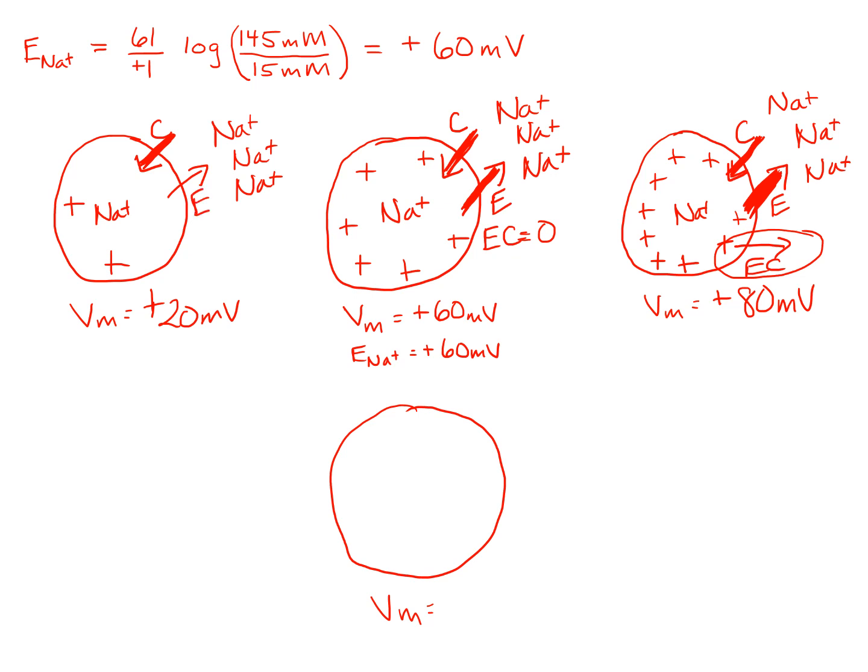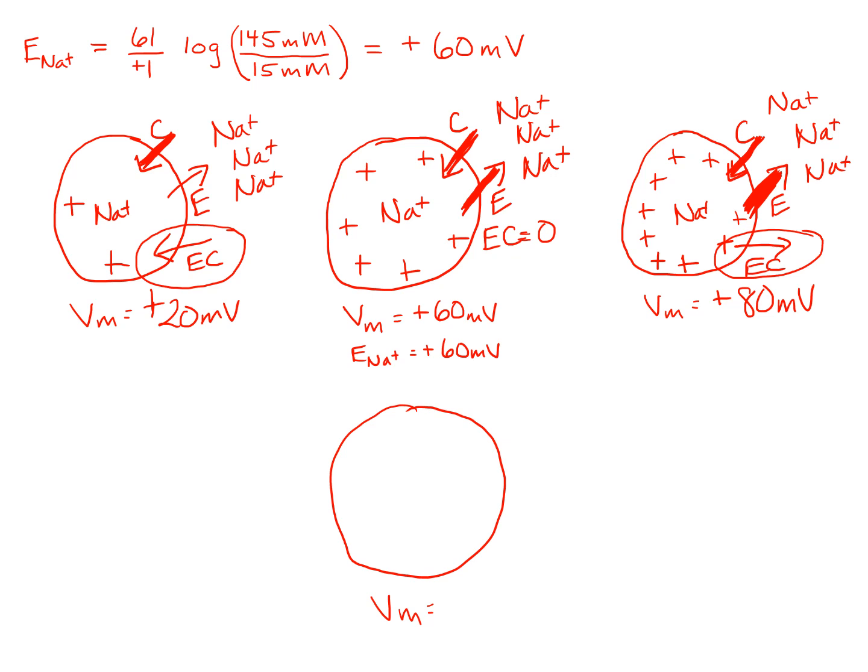So when we add the chemical and electrical driving forces together to get our electrochemical driving force, you can see that the chemical driving force is bigger than the electrical driving force. So the chemical driving force wins, and at plus 20 millivolts, the electrochemical driving force would be directed into the cell. So sodium would move into the cell at plus 20 millivolts.